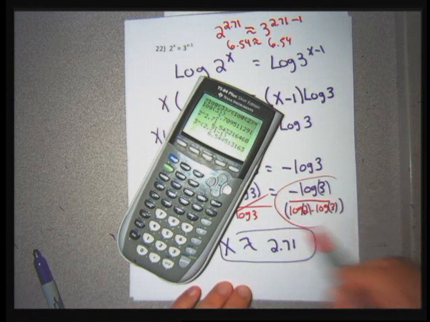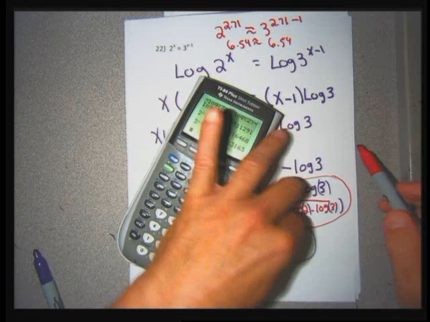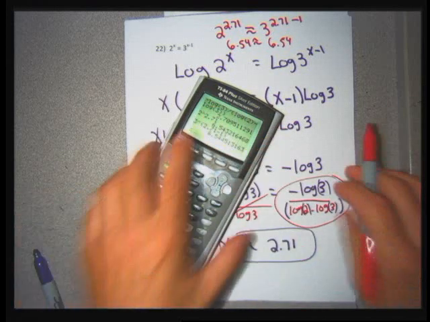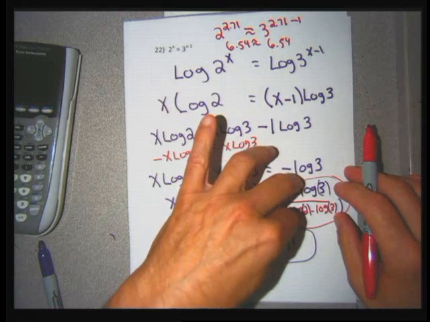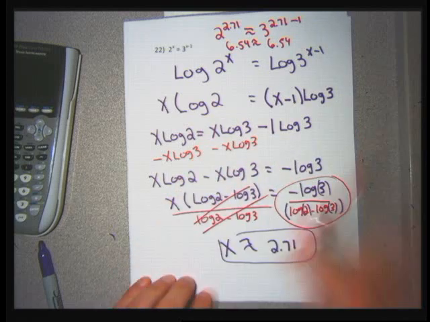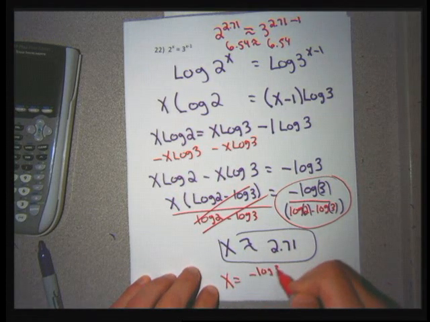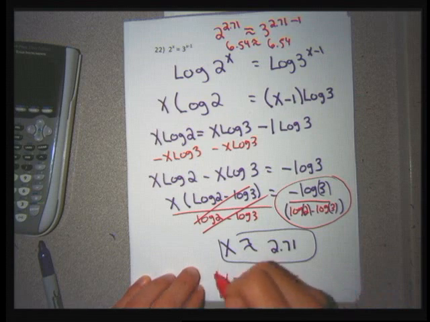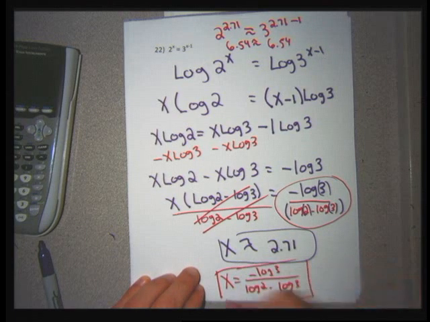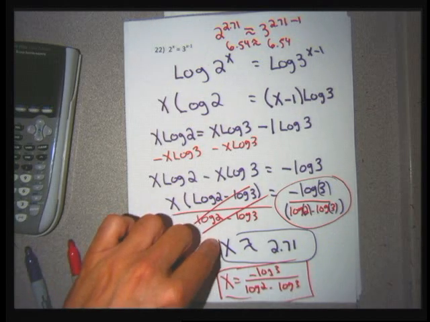This is the technically correct answer. This is the unrounded perfect answer written in logarithmic form. I'm content with the decimal answer, but in a calculus class, you might get a teacher that wants an answer that looks like this. So if I didn't enter this on my calculator, it wouldn't be wrong to say x equals negative log of 3 over log of 2 minus log of 3. That's actually the exact answer to problem 22. Unsimplified, undecimalized. But I'm content with the decimal.